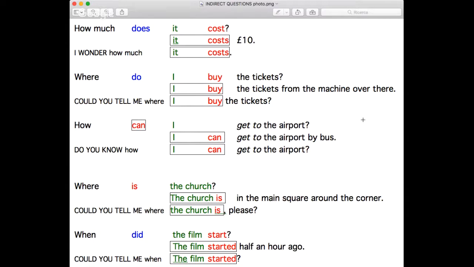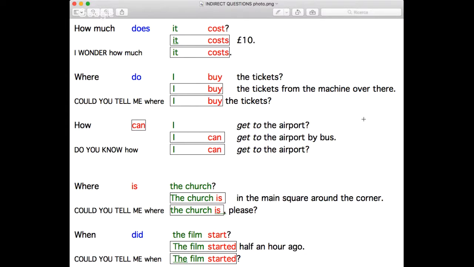The affirmative sentence is, the church is in the main square around the corner. So we leave that exactly as it stands and we ask, could you tell me where the church is, please? Or do you know where the church is, please? I wonder where the church is.